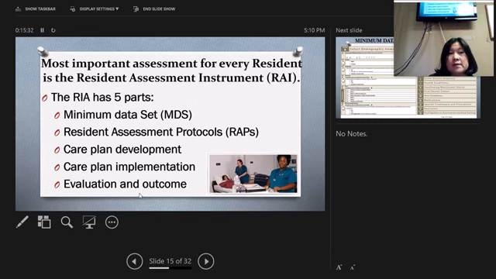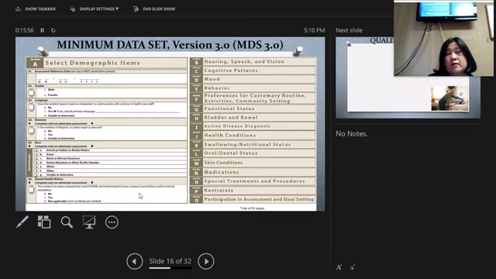The most important assessment for every resident is their RAI. It has lots of parts to it. It's like 33, 36 pages long. But the nurses are doing all of those to help develop our care plan, to make sure our care plan is being implemented, to evaluate outcomes, to make sure we're giving the patients the best quality of care that they deserve.